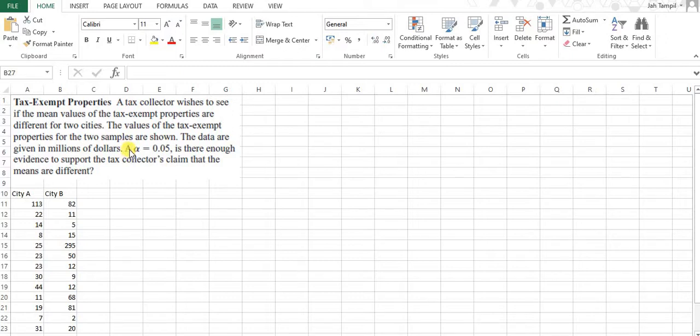This is supposed to be at alpha equals 0.05. Is there enough evidence to support the tax collector's claim that the means are different? So that's the claim. The means are different. So let's analyze this problem. How is it that this is for t-test of independent means?